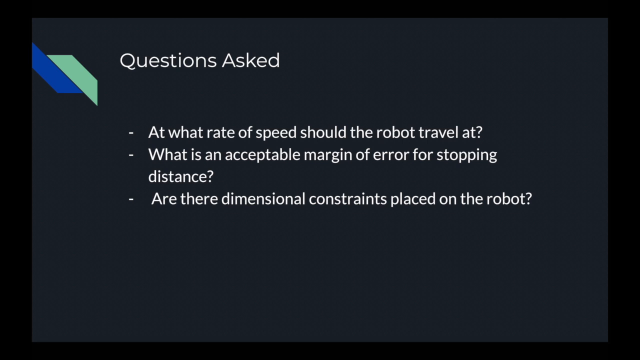The second question was, what is an acceptable margin of error for stopping distance? To which we received an answer of plus or minus 1 inch. And the third and final question being, are there dimensional constraints placed on the robot? To which we received 16 inches by 6 inches by 4 inches tall.